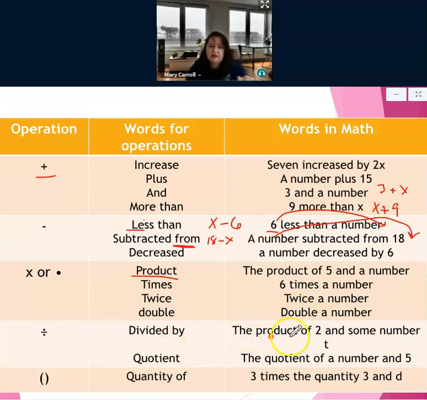Divided, you have the product of t and some number. Sometimes they'll give you the letters, just sometimes we'll say some number, a number. That's another way we can term this, okay? The word quotient does mean divide, so I need to make sure you also have that one memorized. Product and quotient are two that we use a lot. The quotient of a number n and 5 just means that it is n divided by 5. The first number is in the numerator, the second number is in the denominator. The quantity of is parentheses, like 3 times the quantity of 3 and d. Okay, good.